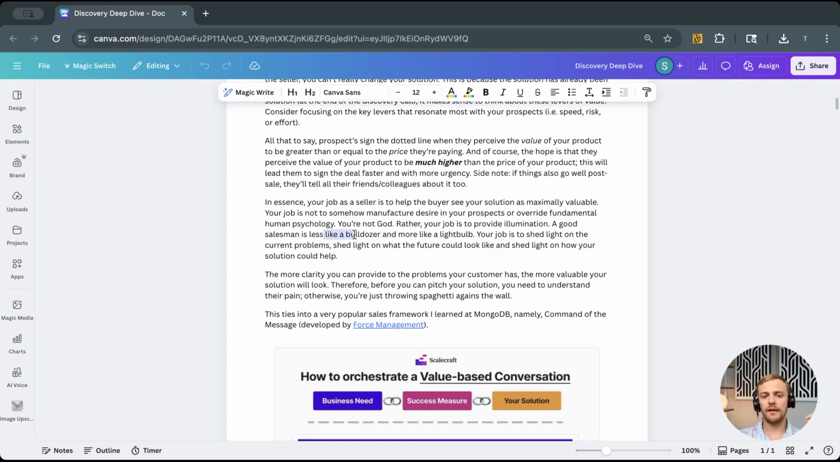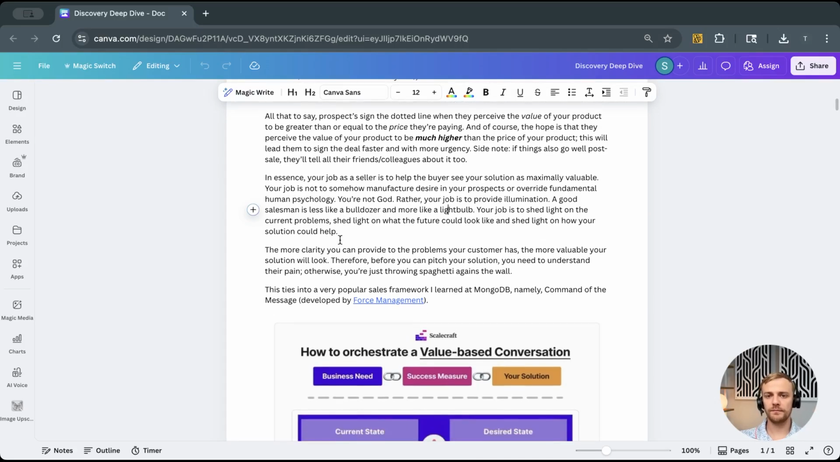So I like this analogy. You're less like a bulldozer. You're not forcing things inside of them like some of those corny car salesmen YouTube gurus are. I won't name names, but you're more like a light bulb, right? So you shed light on the current problems, shed light on what the future could look like, and shed light on how your solution could help. You're just revealing the problems, putting them in the spotlight, and then highlighting how your solution can help.